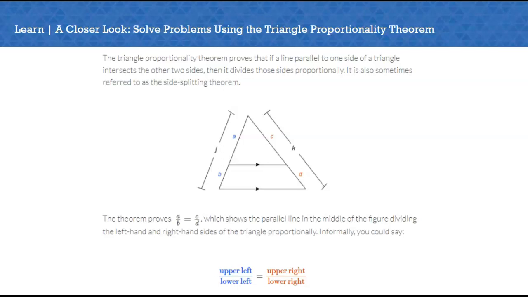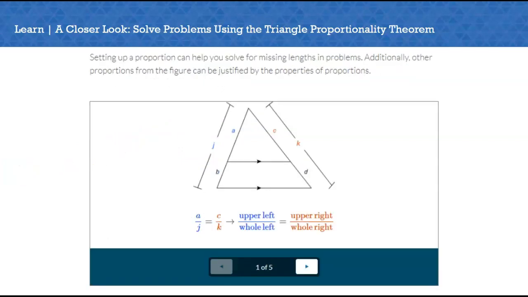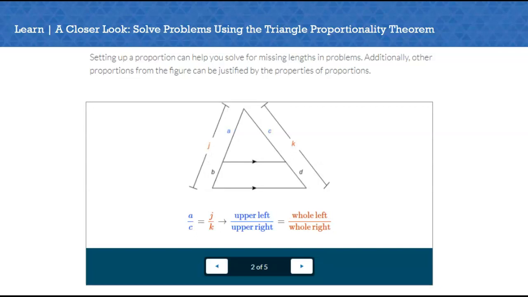Informally, we would say the upper left divided by the lower left and the upper right divided by the lower right. We would cross multiply to solve for missing lengths. So here we're going to substitute the information, setting up a proportion so that you can solve for missing lengths in a problem. Notice that we have A divided by J is equal to C divided by K. This is the whole left divided by the whole right, and they should equal each other.